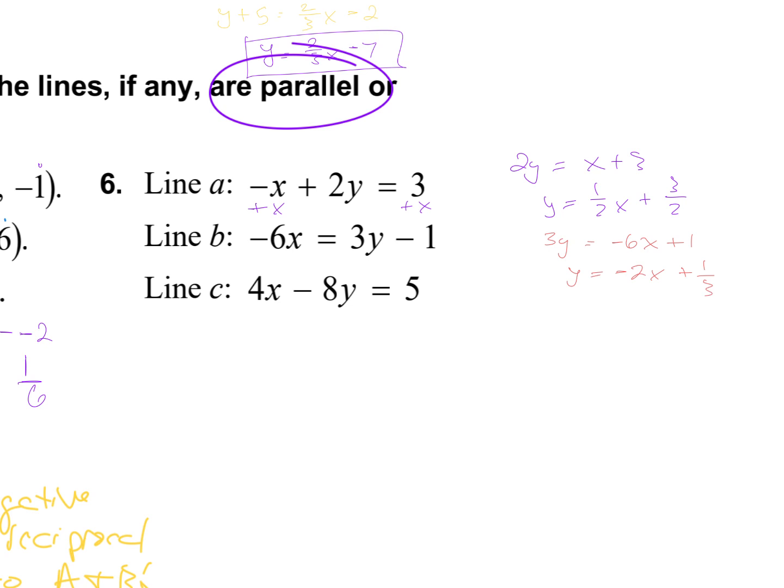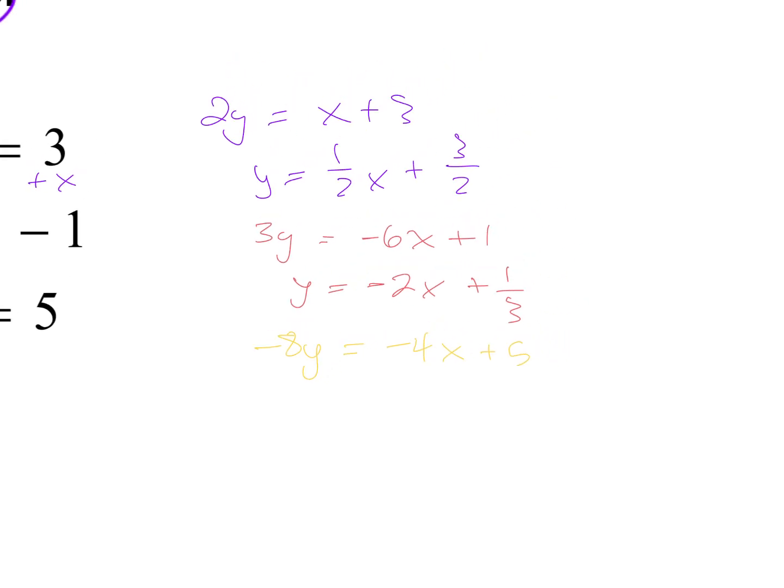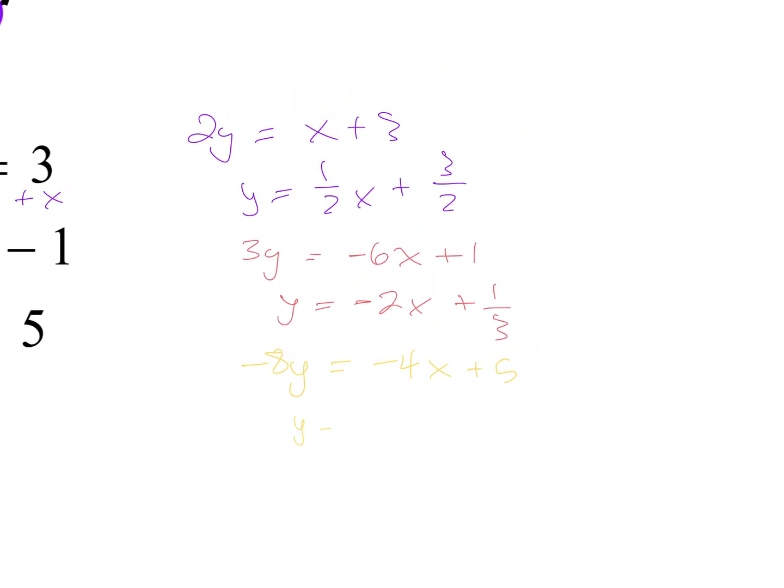And the last one, I'm going to subtract 4x. Let's zoom in here. And divide by -8. All right, so this one has a slope of 1/2. This one has a slope of 2. This one has a slope of 1/2.